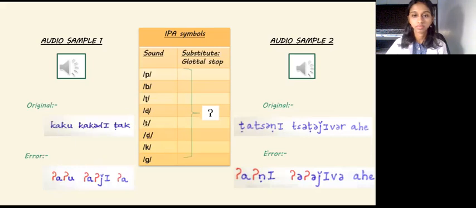Sample 1, target sentence, Kaku, Kakadi, Ta.